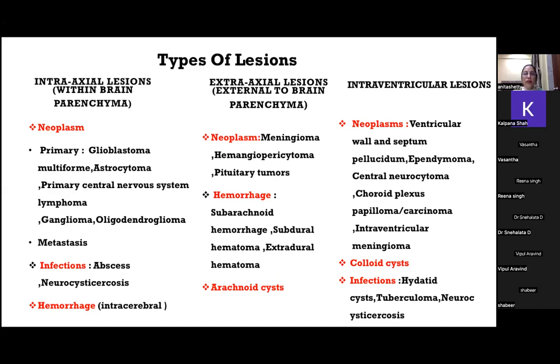Now, extraaxial lesions again can be due to neoplasms like meningioma, hemangiopericytoma, and pituitary tumors. They can be lesions due to hemorrhage like subarachnoid hemorrhage, subdural hematoma, extradural hematoma, or due to arachnoid cyst. Now, the intraventricular lesions are the neoplasms of the ventricular wall and the septum pellucidum, ependymoma, central neurocytoma, choroid plexus papilloma, or carcinoma, and intraventricular meningioma. There can be colloid cyst or infections like hydatid cyst, tuberculoma, or neurocysticercosis.